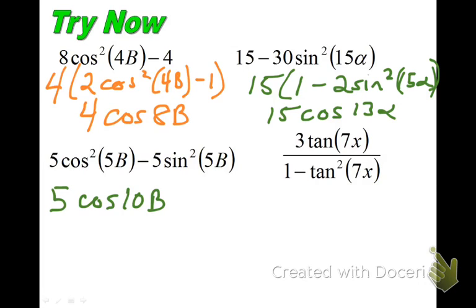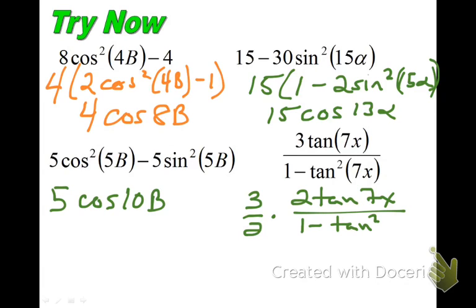And lastly, this one's a tangent one again, but there's one thing that's not quite what we like, that 3 out in front. So what I'm going to do is rewrite this as 3/2 times 2 tan of 7x over 1 minus tangent squared. Okay? If you multiply 3/2 times the 2, you'll see how that coefficient turns into 3. By doing that, I now have the answer that I would like, which is now a double angle formula for tangent, and there's actually a coefficient in front of this problem of 3/2.